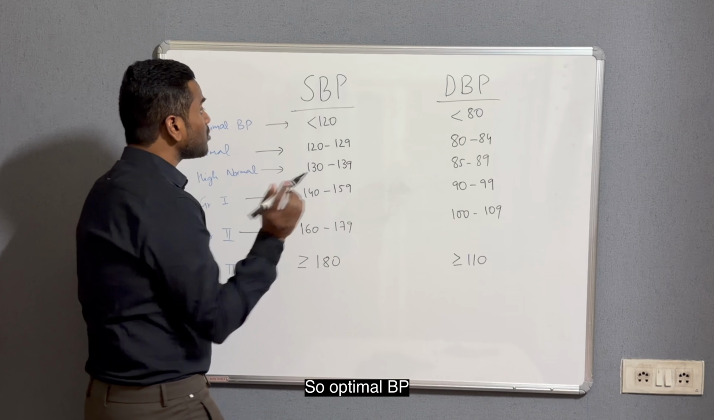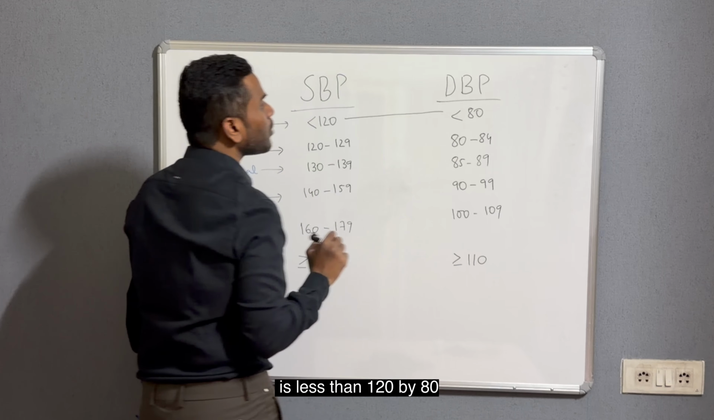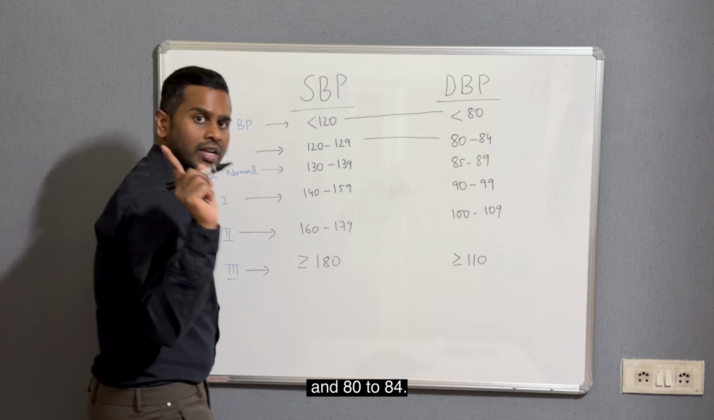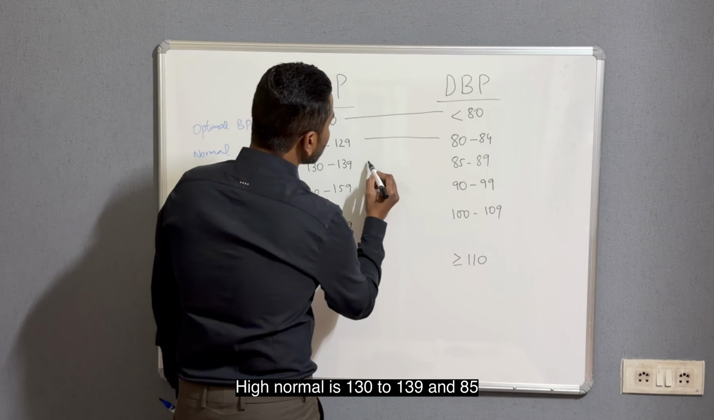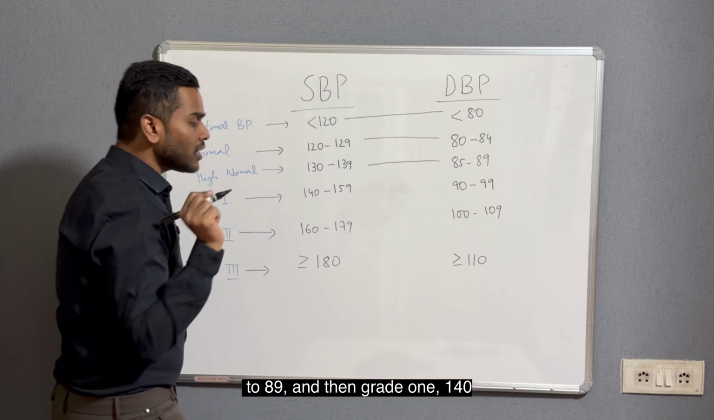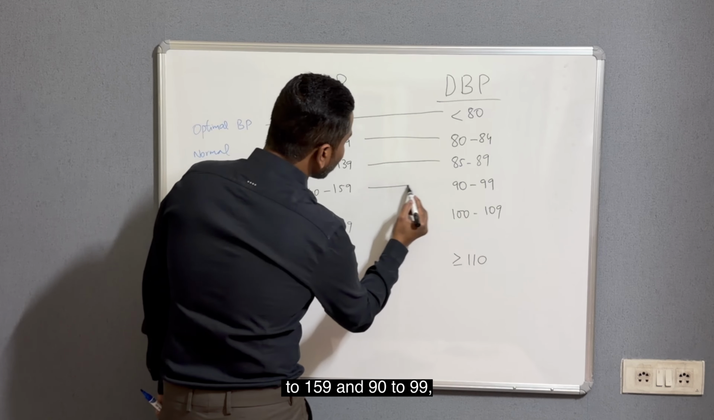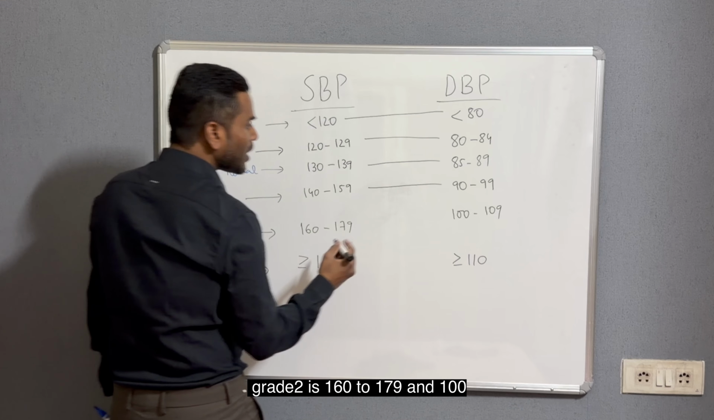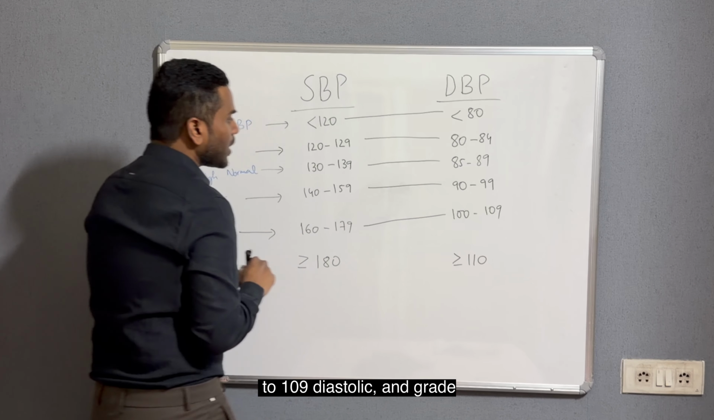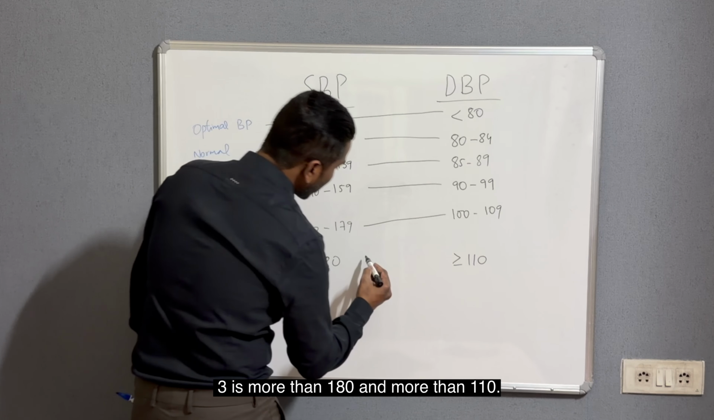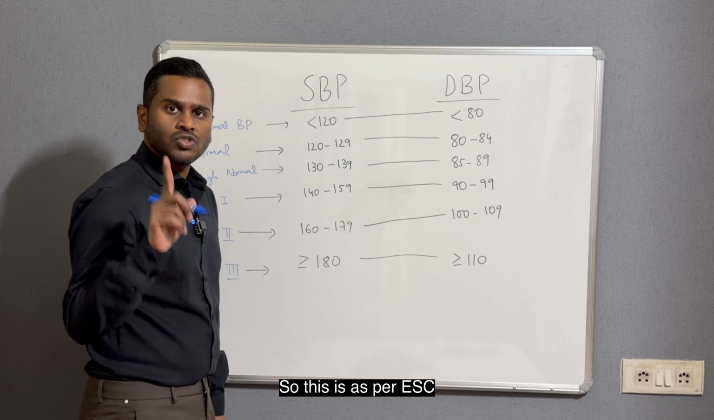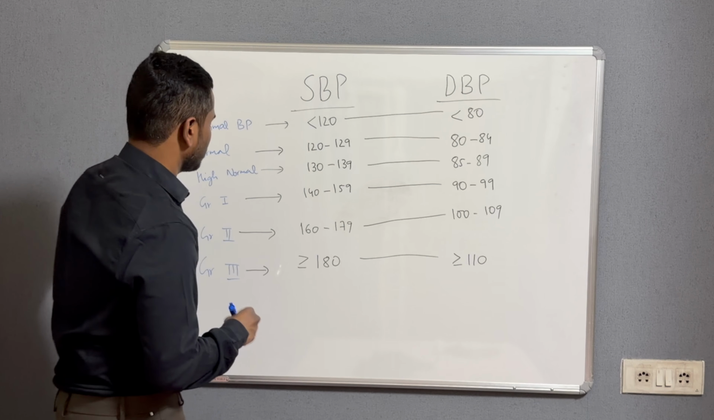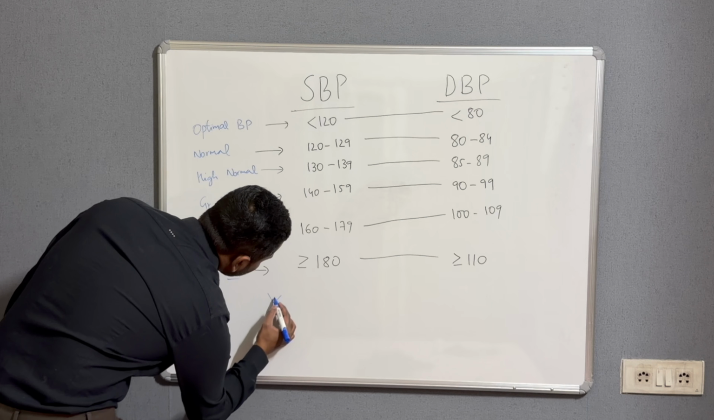So, optimal BP is less than 120 by 80. Normal BP is 120 to 129 and 80 to 84. High normal is 130 to 139 and 85 to 89. Grade 1, 140 to 159 and 90 to 99. Grade 2 is 160 to 179 and 100 to 109 diastolic. And grade 3 is more than 180 by more than 110. So this is as per ESC 2024.